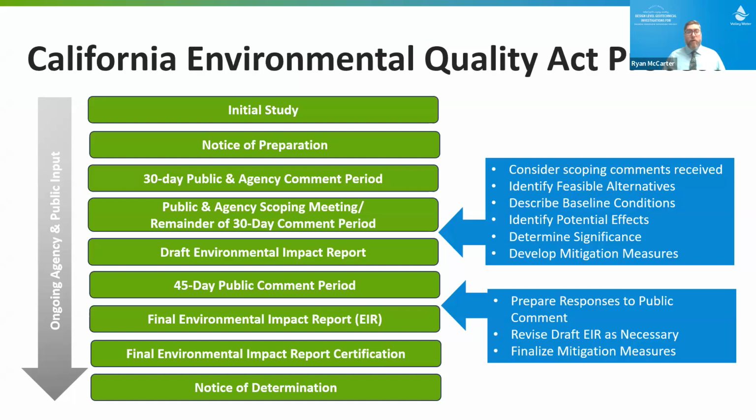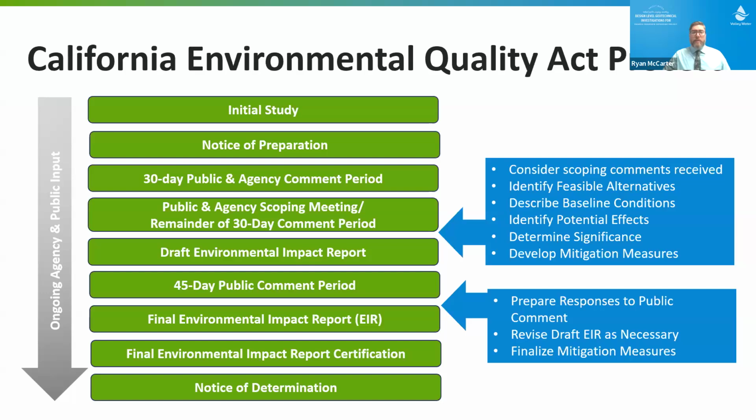We also put our notice of preparation, or NOP, out on October 1st of this month, which started our 30-day public and agency comment period, which ends on October 30th of this month. So that's where we're at right now, this third step, and then into the scoping meeting and the remainder of the 30-day comment period.